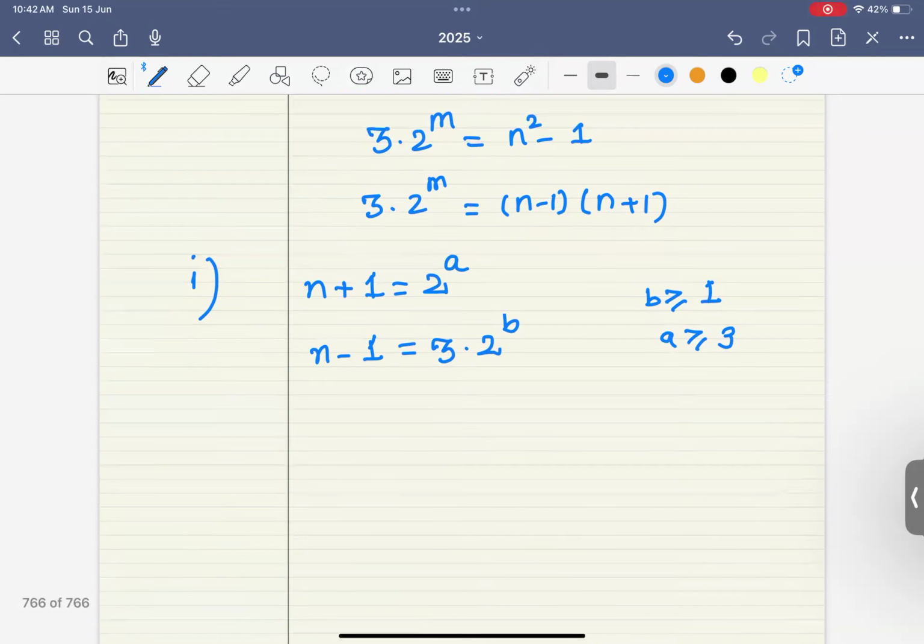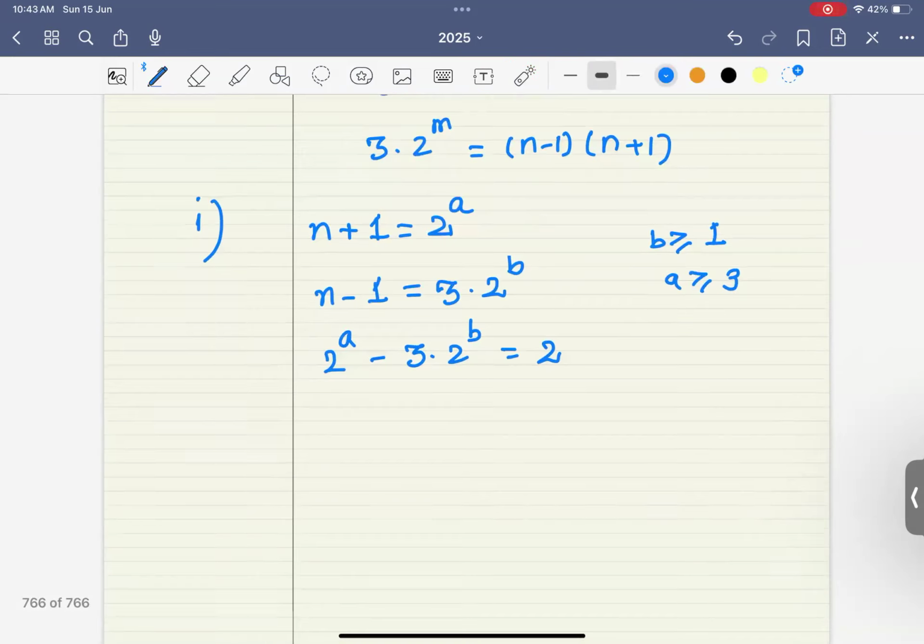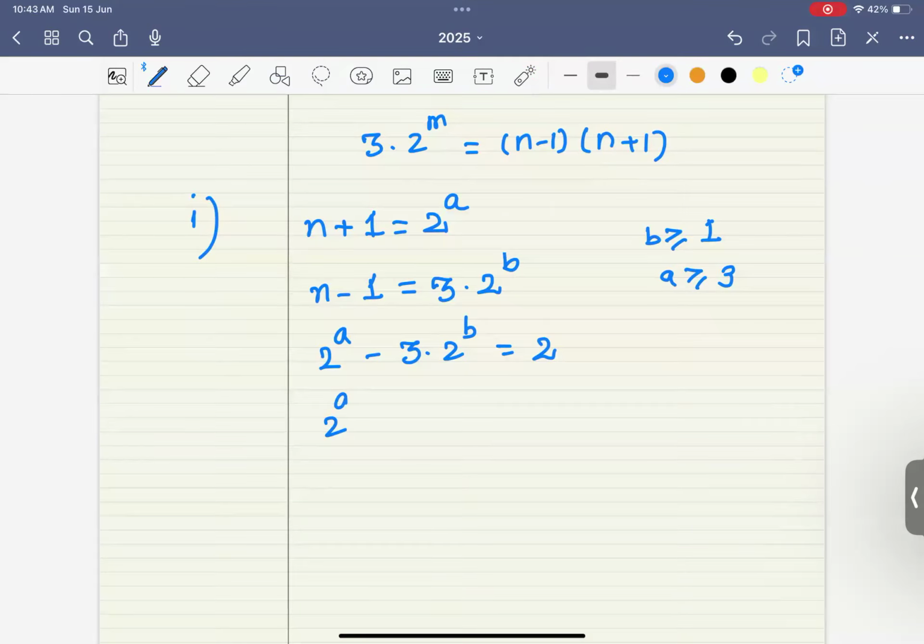Now, what I'm going to do is subtract these two equations because n is not a nice thing to have. So let's subtract them. What you get is 2 to the power a minus 3 times 2 to the power b, and that's equal to 2. Now, since we are utterly convinced that b is positive and a is positive, let's divide by 2. If you divide by 2, you'll get 2 to the power a minus 1 minus 3 times 2 to the power b minus 1, and that's equal to 1.